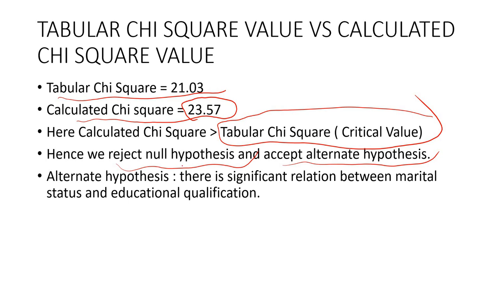What is the alternate hypothesis? So we concluded there is a significant relationship between marital status and educational qualification. That's the conclusion we can make from this chi-square test. So we understood there is a significant relationship between marital status and the educational qualification. That is the result of the chi-square test.